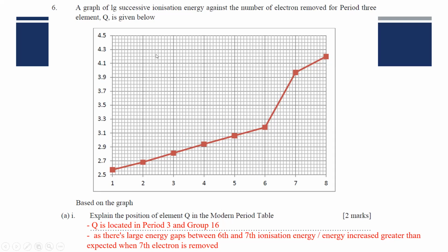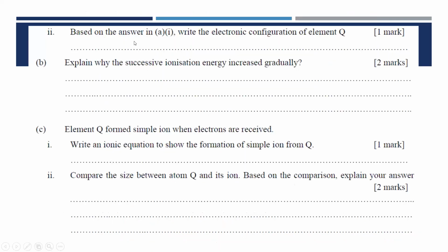Then we continue with number 6B. Based on the answer in A1, write the electronic configuration of element Q. So you have to write out the electronic configuration: 1s2, 2s2, 2p6, 3s2, 3p4. Next, explain why successive ionization energy increases gradually. So here, you have to explain why the ionization energy increases gradually.